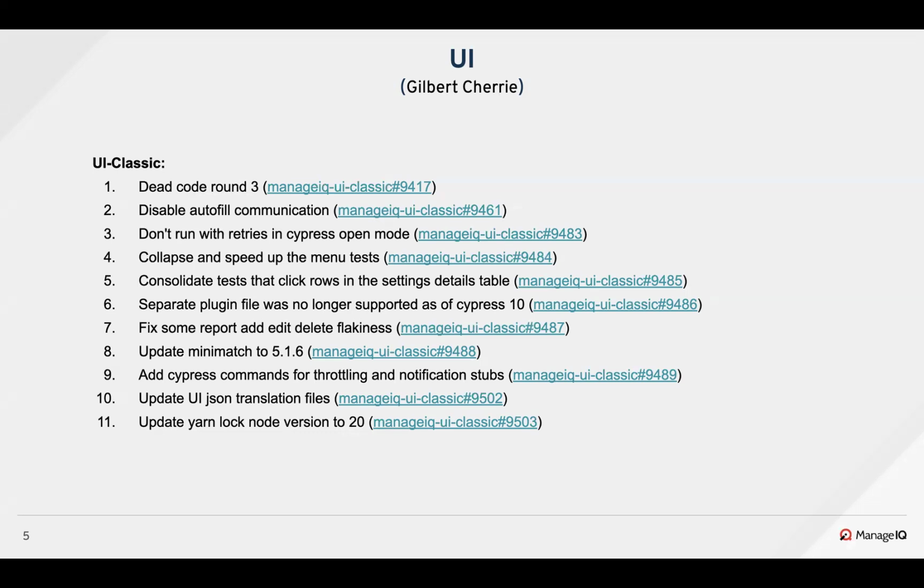He consolidated tests at click row in the settings detail table. He also removed a separate plugin file that was no longer supported as of Cypress 10. Joe fixed the report edit and add flakiness with the test. I updated minimatch to 5.1.6. Joe added Cypress commands for throttling and notification stubs.